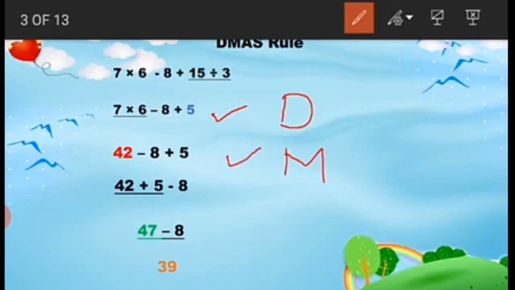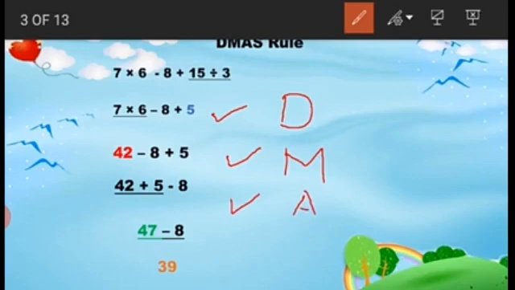And now we have 42 minus 8 plus 5. So our next step is addition and we have minus 8 plus 5, as 8 is a negative value and 5 is a positive value. So we will write positive value with positive value, as 42 is a positive value and 5 is a positive value. So we will write both the values together and 42 plus 5 we get 47. And now we have the last step, which is subtraction.